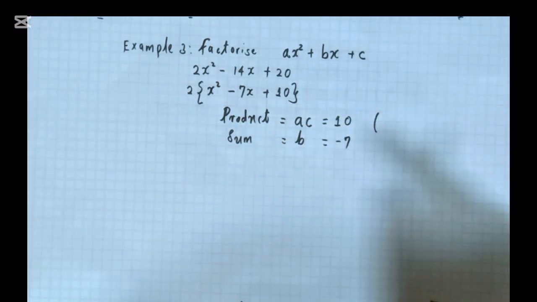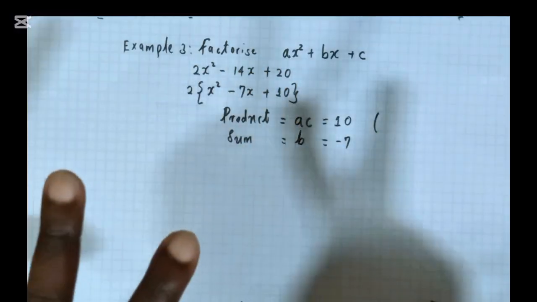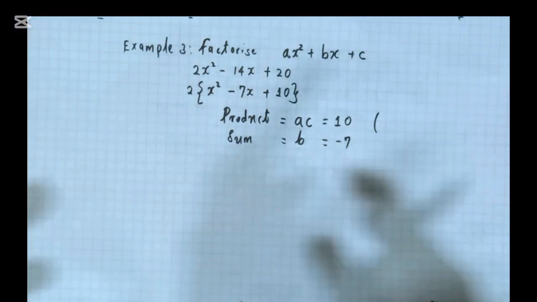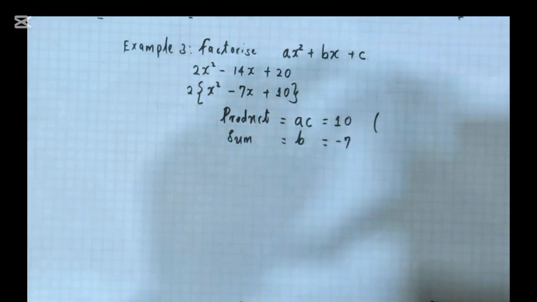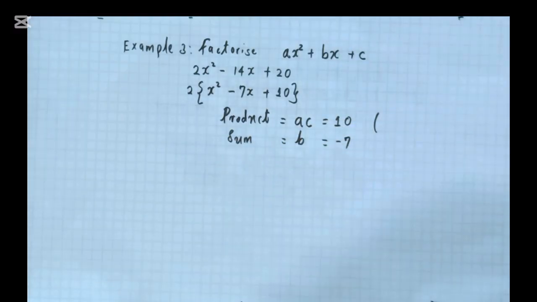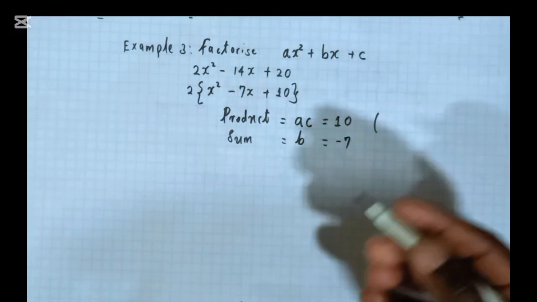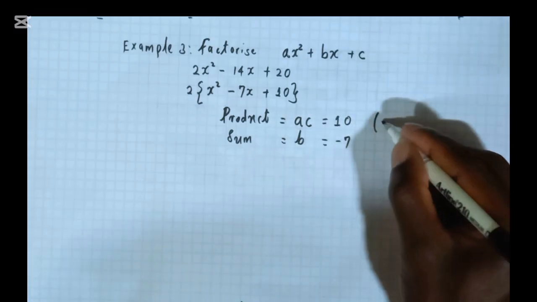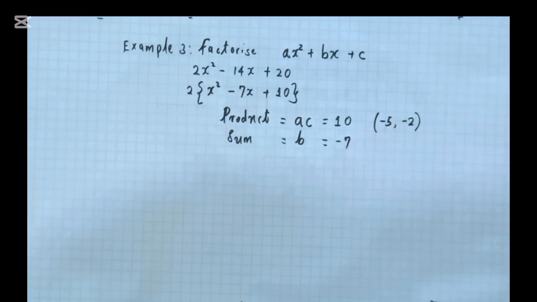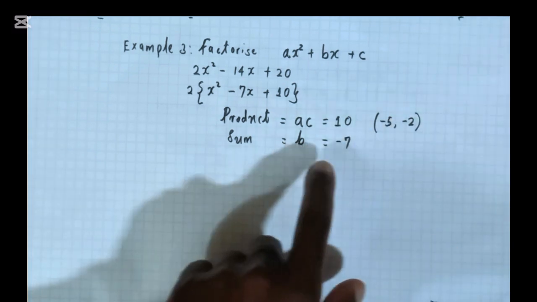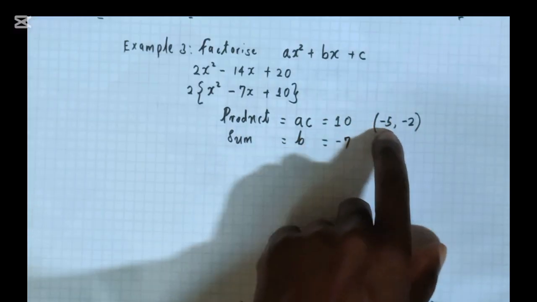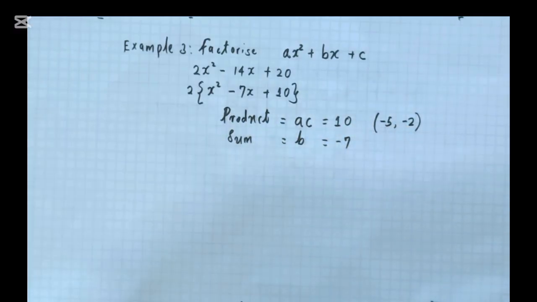So we are supposed to think of 2 numbers that when we multiply them will give us 10, and when we add them will give us negative 7. Quickly thinking, those will be the numbers negative 5 and negative 2. When you take negative 5 times negative 2, you get 10. And when you add both of them, negative 5 plus negative 2 gives you negative 7.